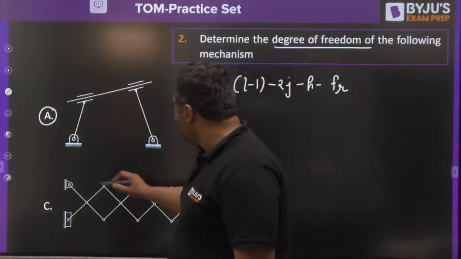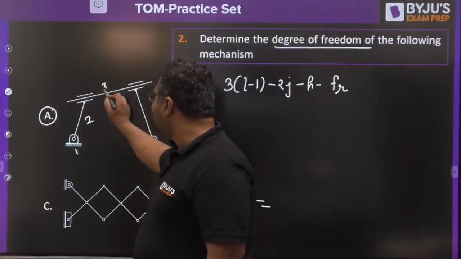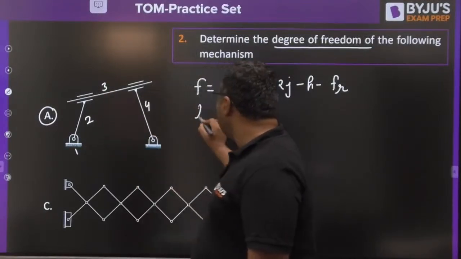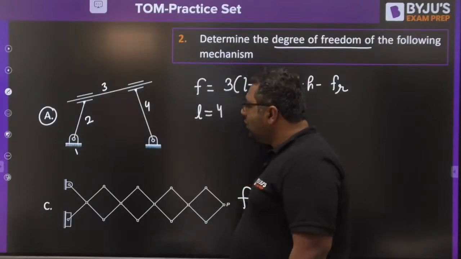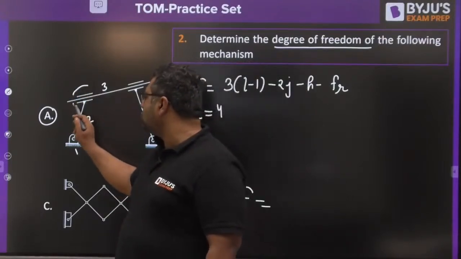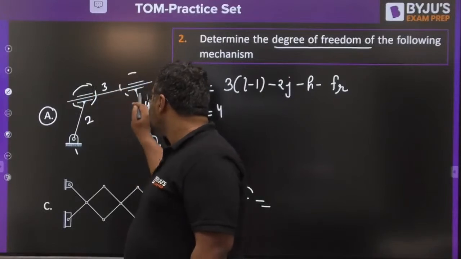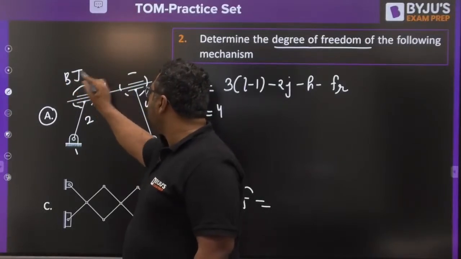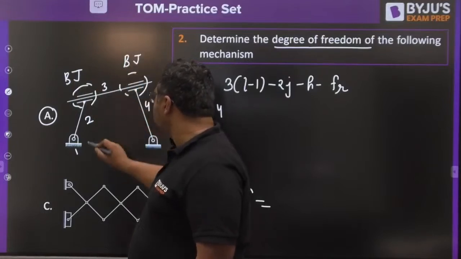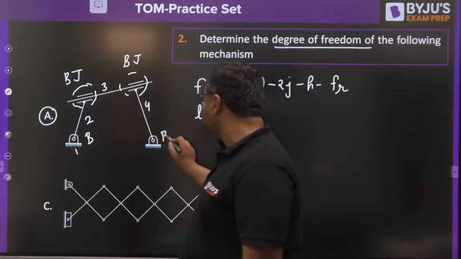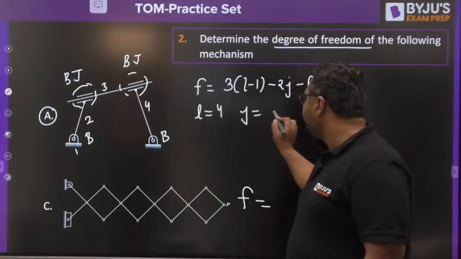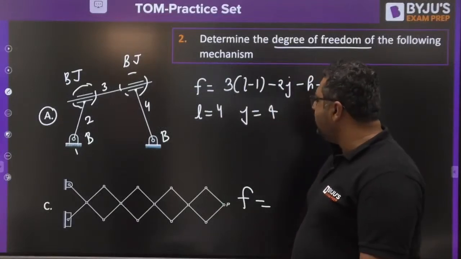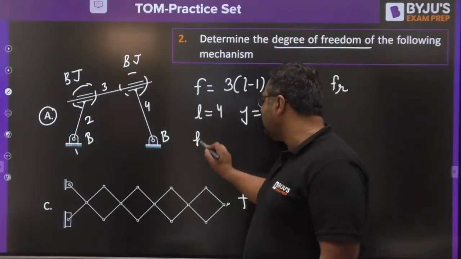You know that the number of links is 1, 2, 3 and 4 only. So the number of links is 4 only. You know that a sliding pair is also considered as a binary joint. So my dear, these two are also binary joints only. If these are binary joints, this is also binary, this is also binary. So joints are 4. But you know, this time there is a redundant motion. There is no higher pair this time also.